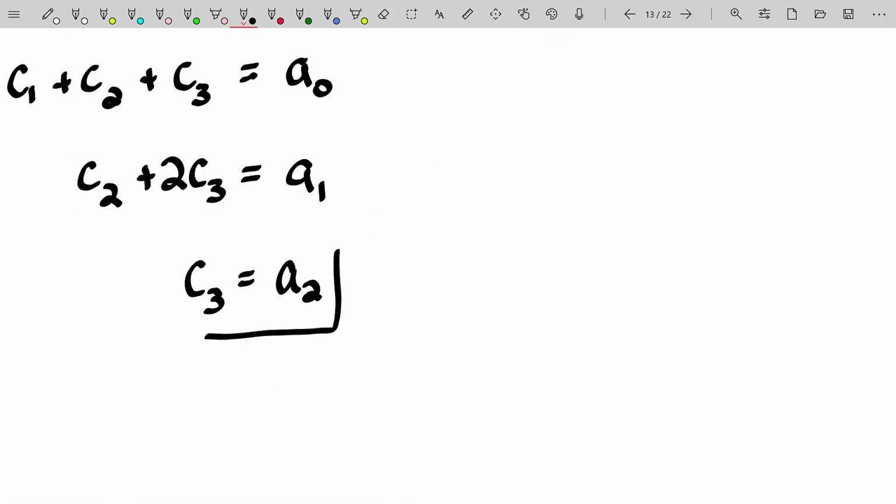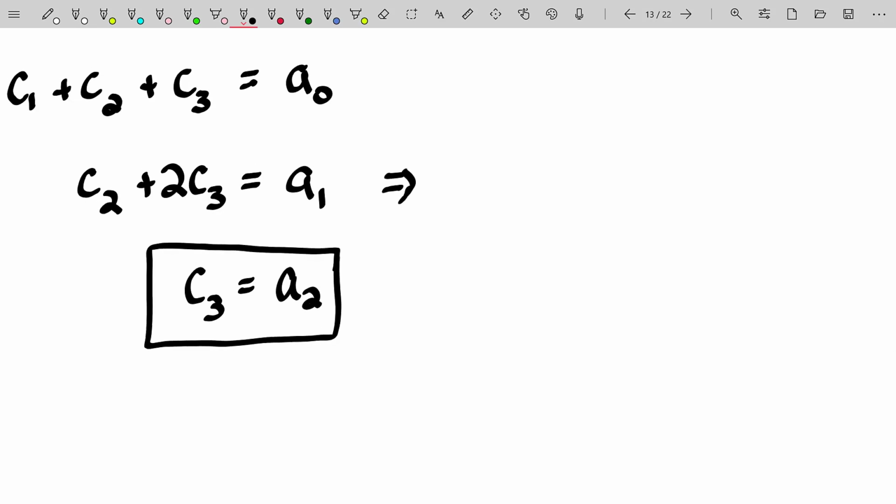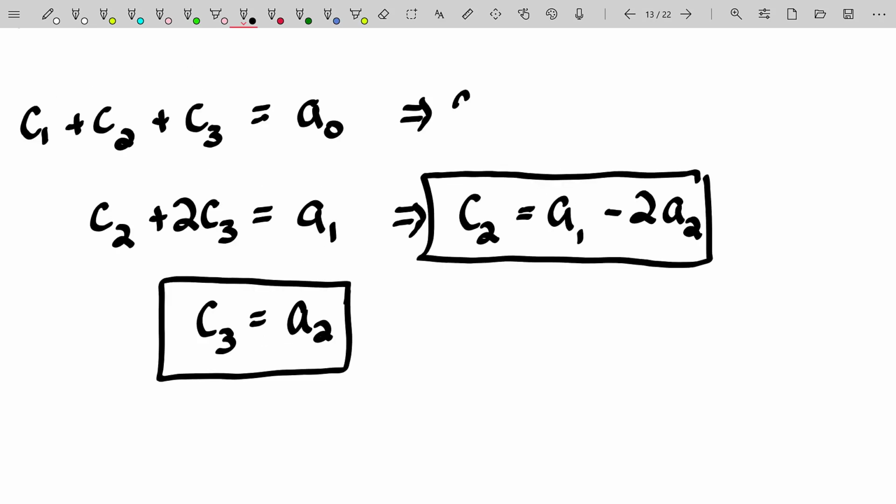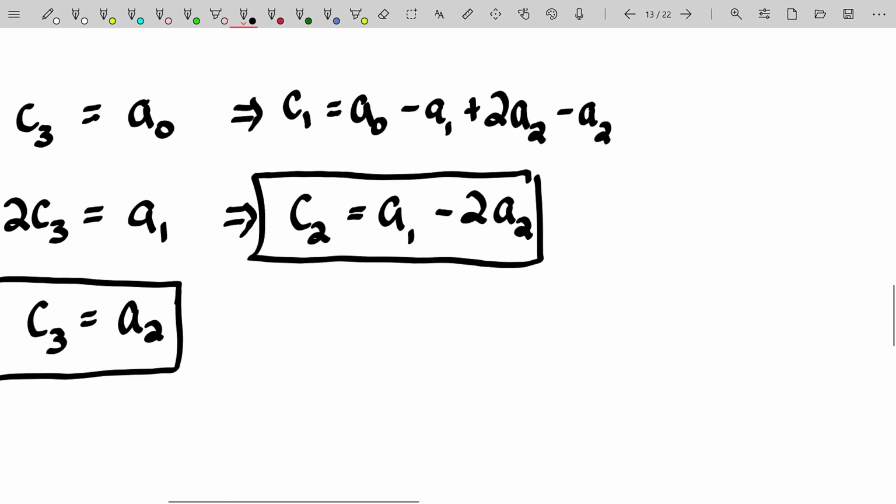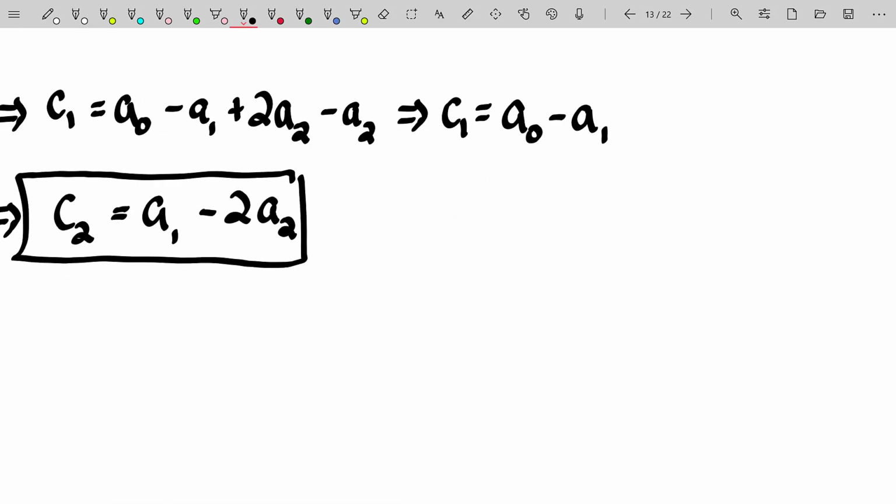Well, I know one thing for certain. C sub 3 has to equal A sub 2, which will imply C sub 2 is equal to A1 minus 2 A2. And that will imply that C sub 1 is equal to A naught, and I will subtract C sub 2 from both sides. That's a negative A1 plus 2A sub 2. And then subtract C sub 3 from both sides, which is another loss of A sub 2. So C sub 1 should equal a naught minus a sub 1 plus a sub 2.